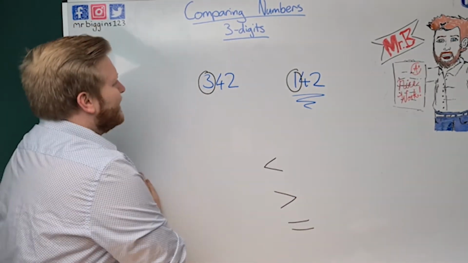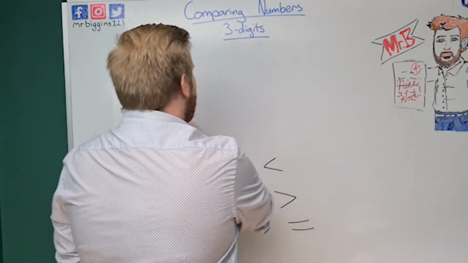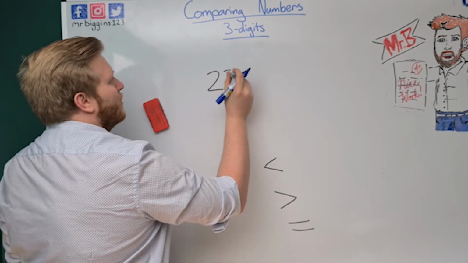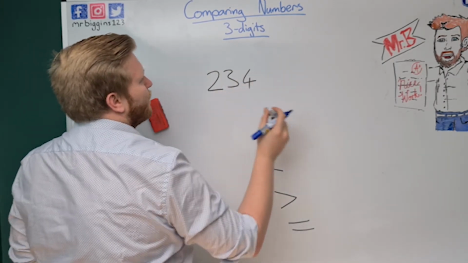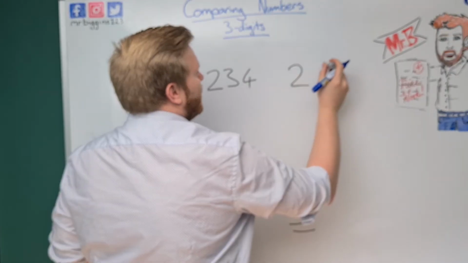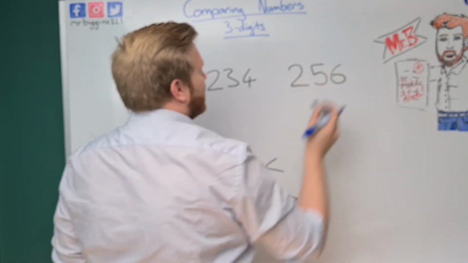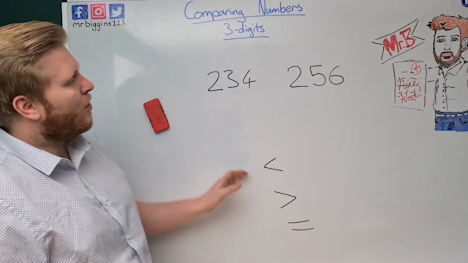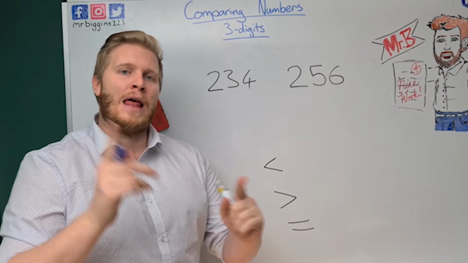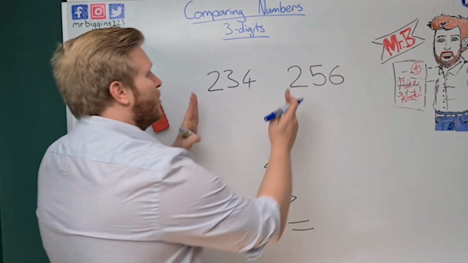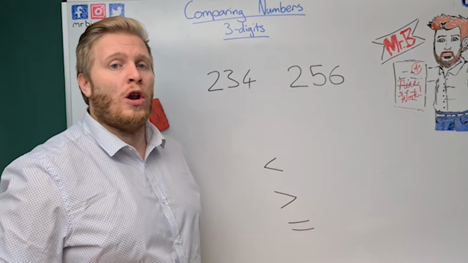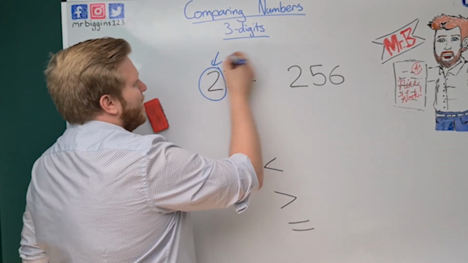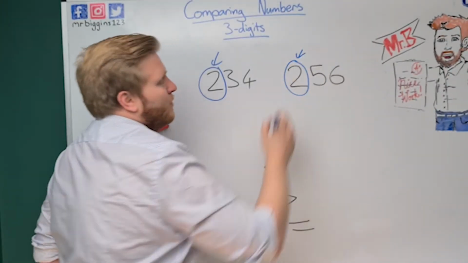But it's not always as easy as that. Let's have a look at 2 numbers and see what happens if we had 234 and 256. Now if someone said to me, which of these numbers is bigger, 234 or 256? Let's go back to the rule we've learned. Let's look at the digits on the left that are both in the hundreds column and see which one is the biggest. So we've got a 2 here, we've got a 2 there.